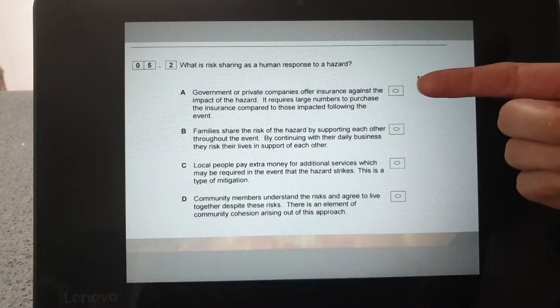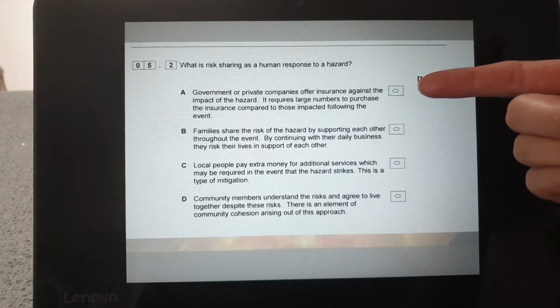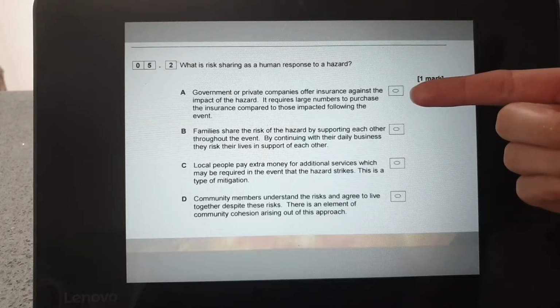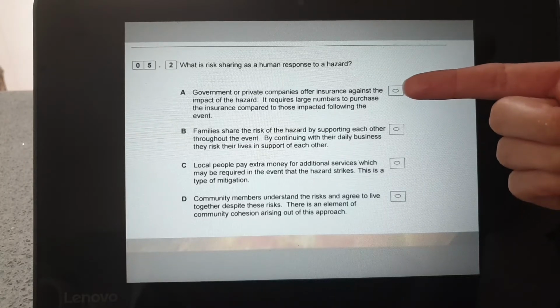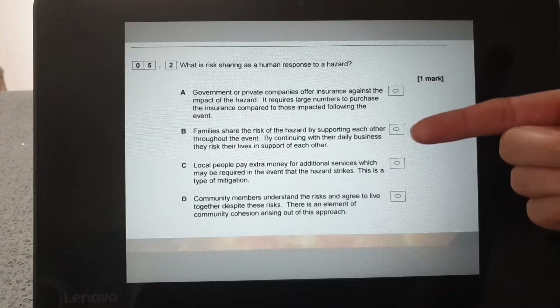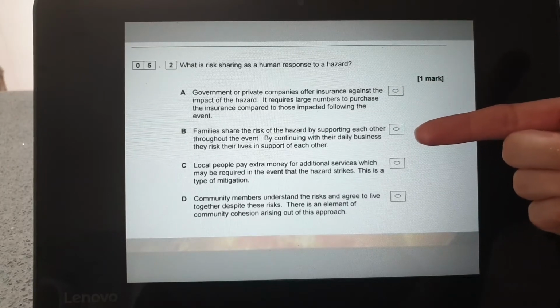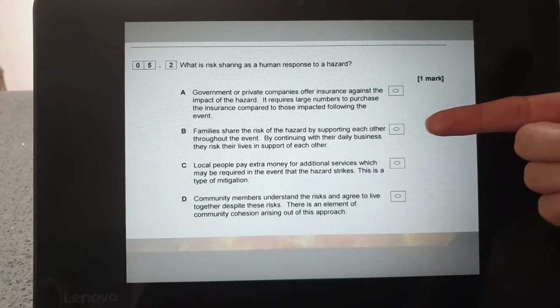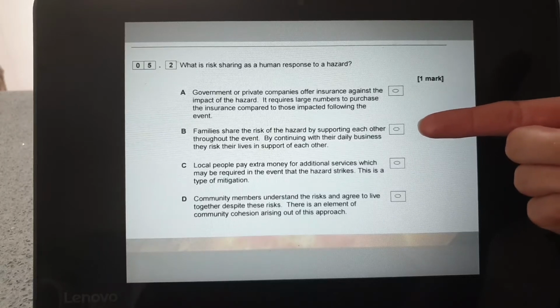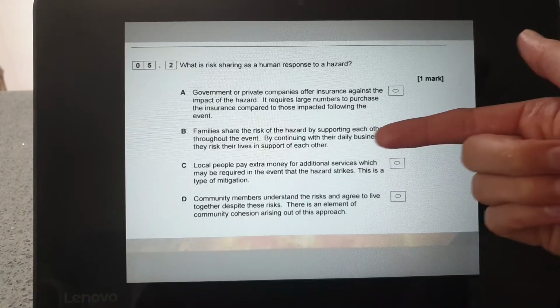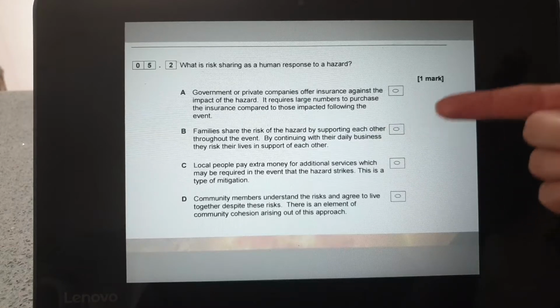So government and private companies offer insurance against the impact of a hazard. It requires large numbers of people to purchase the insurance compared to those impacted following the event. So that one I'd be going, yeah, that sounds about right. Families share the risk of the hazard by supporting each other. Well, you do that anyway. It doesn't have to be given a name, does it? Pat each other on the back and say it's all going to be okay. That's not an approach, so that one would definitely be a cross through.